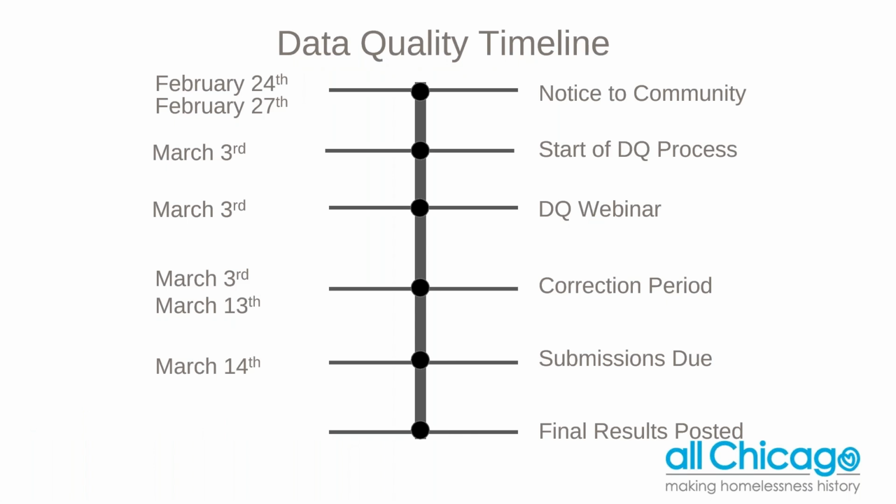Okay, so the data quality timeline started off on February 24th and 27th. We sent emails out to ATAs letting them know to register for the webinar and that the data quality process is starting.